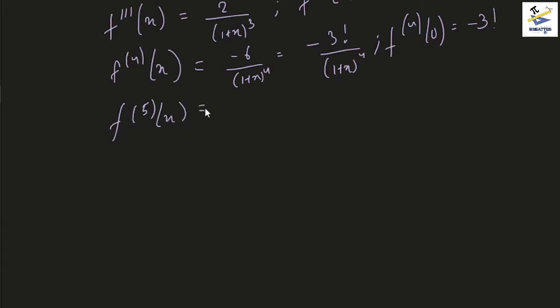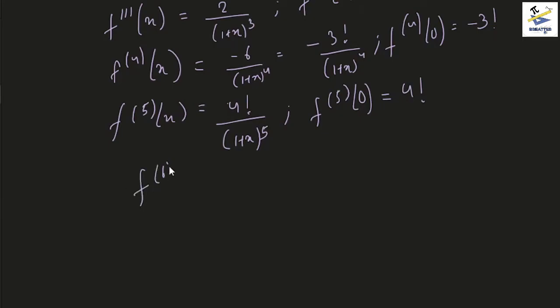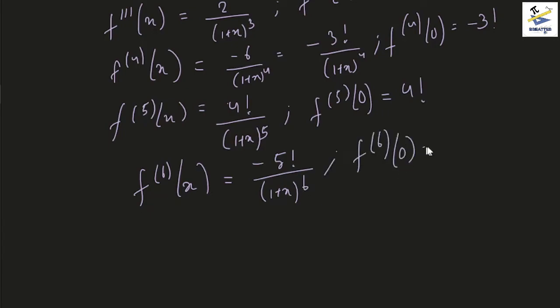f5(x) would then be the differentiation of this, which would give you another minus, it will make it a plus, and it will be 4 factorial by (1 + x) to the power 5, which would give me f5(0) equals 4 factorial. And similarly f6(x) should be minus 5 factorial by (1 + x) whole to the power 6, and this should give f6(0) equals minus 5 factorial, right? So as you can see, for the even order of derivative, we have a negative factorial, one less than it, and for the odd we have the positive factorial but one less than the derivative.